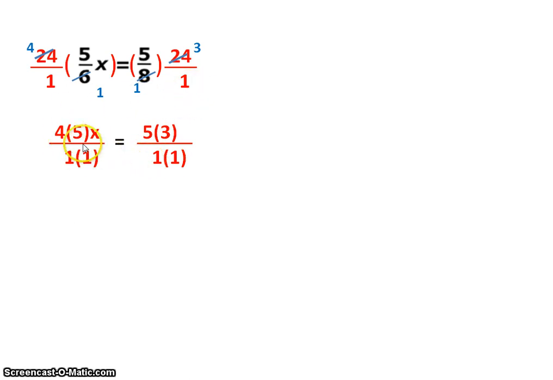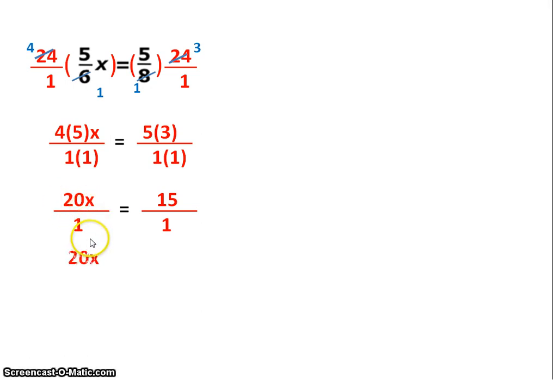Let's continue to simplify on the left-hand side. 4 times 5 is 20. Don't forget the x, and that's over 1. On the right-hand side, 5 times 3 is 15. 1 times 1 is 1, so it's going to be 15 over 1. Now, any number divided by 1 is itself. So 20x divided by 1 simply is 20x. 15 divided by 1 simply is 15.